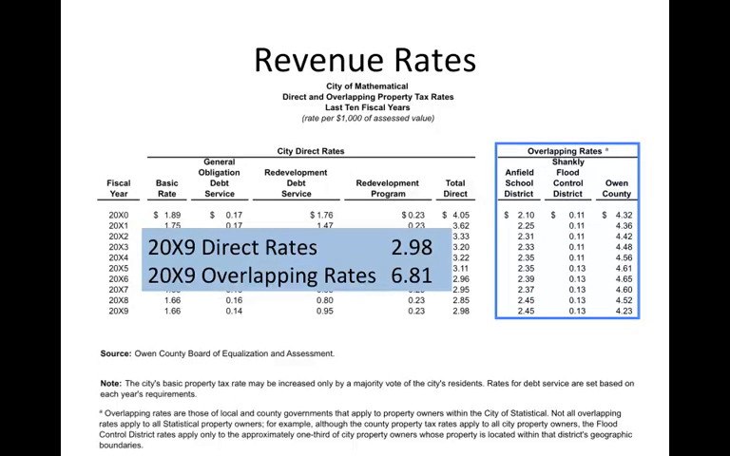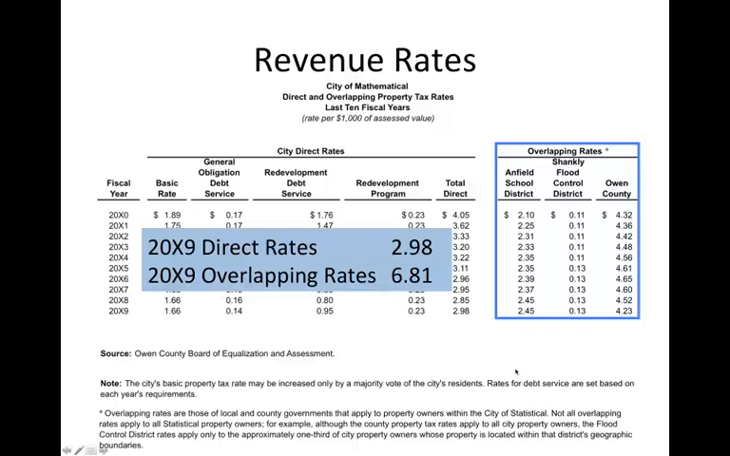And so you can see that, at least, the total rates for these overlapping governments amount to $6.81 per $1,000 of assessed value. They're more than double the direct rates that are levied by this government. The thing to be mindful of, and you can get some more information about this if you look at the schedule of direct and overlapping debt, because you'll get some information there about the percentage of the overlap.